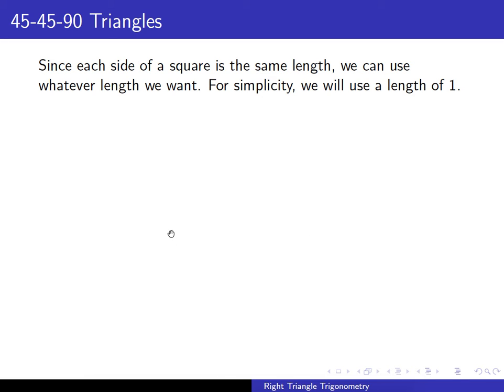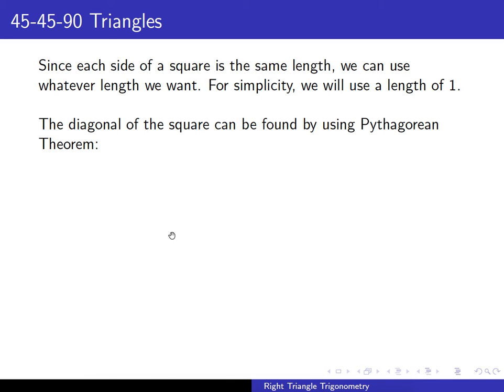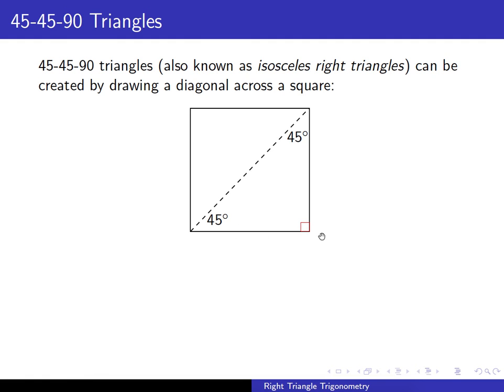Since the sides of the square are the same length, we can use whatever length we want. So for simplicity, we're going to use a length of 1, and the diagonal can be found using Pythagorean theorem. We can actually use any length we want, and it'll scale all proportionally. But 1's the simplest side length to use.